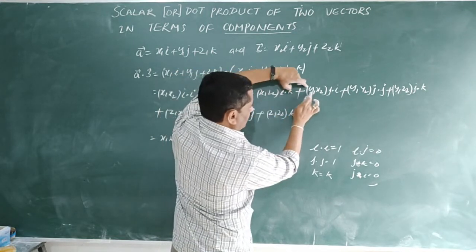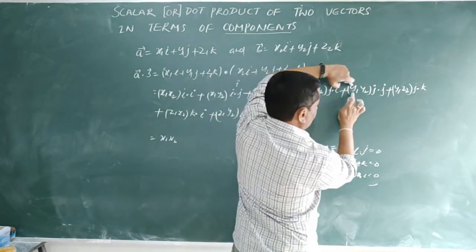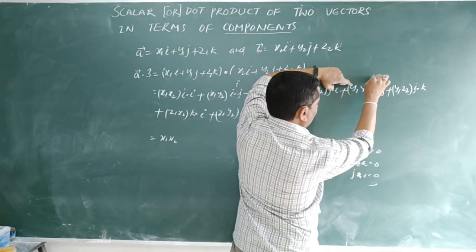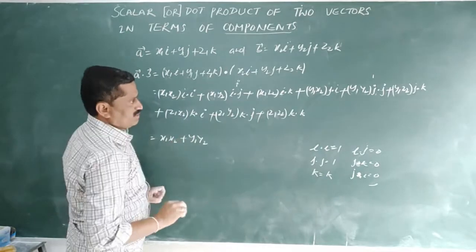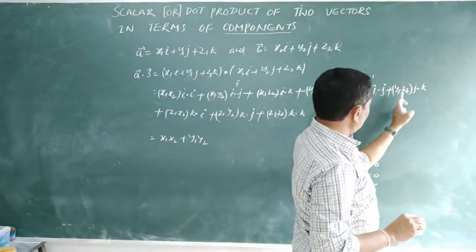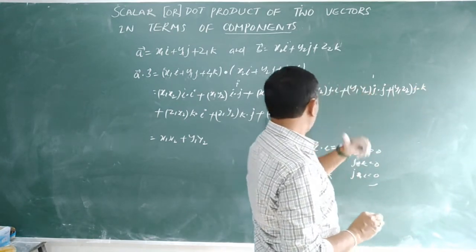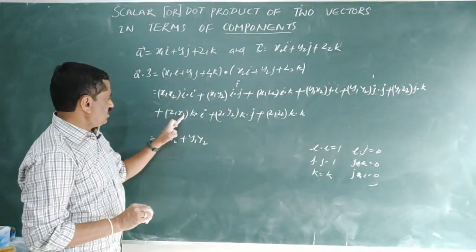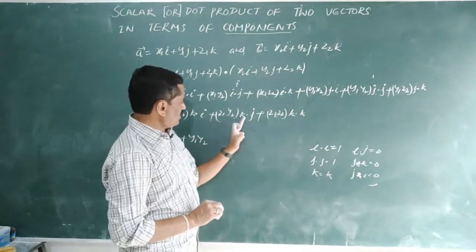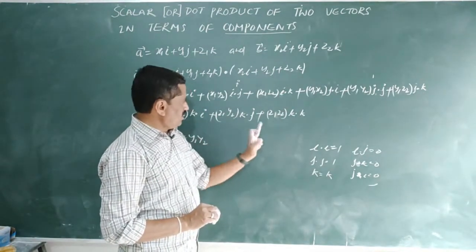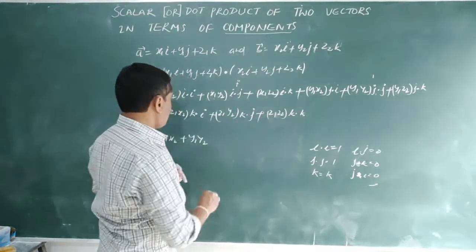Again y1 into x2 of j dot i becomes 0, and 0 into this is 0. Then y1 into y2: what is j dot j? It is 1, so 1 into this term gives plus y1 into y2. Then y1 into z2 of j dot k becomes 0. Next z1 into x2 of k dot i is 0, and z1 into y2 of k dot j is 0. Again z1 into z2 of k dot k is 1, so we get the same term, z1 into z2.